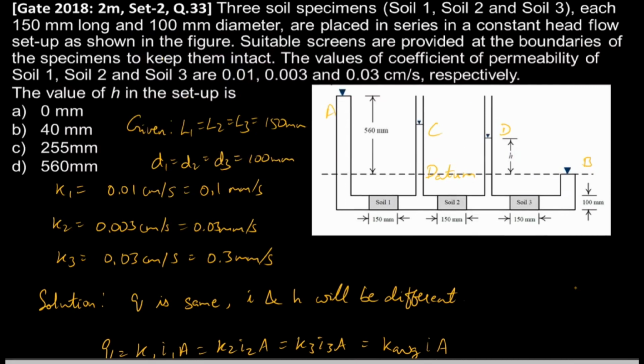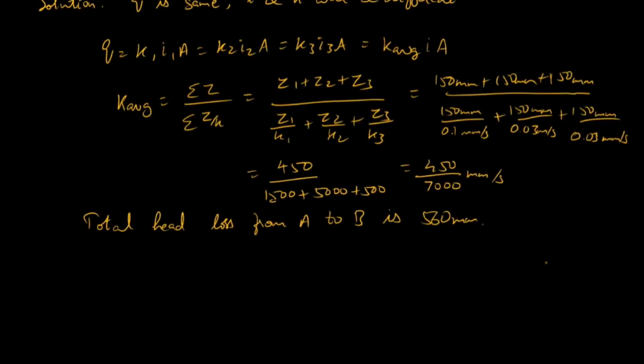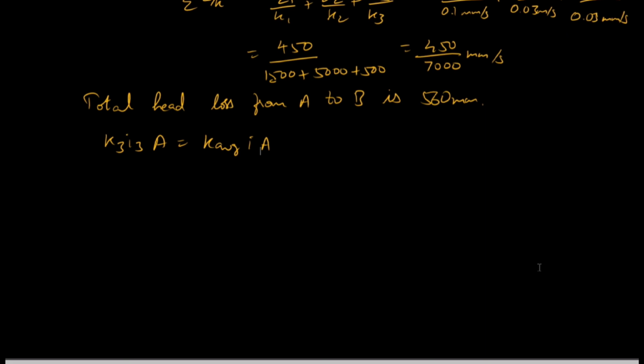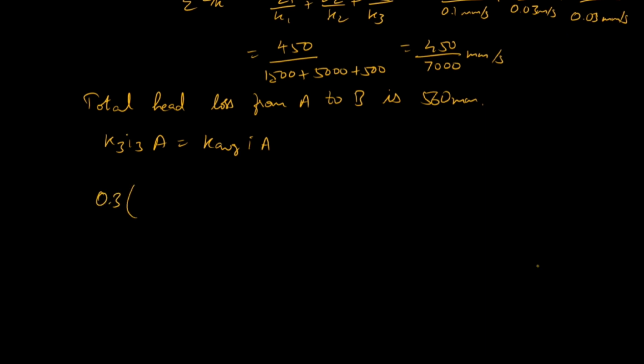To find out the value of H, we can compare K3 I3 A, which will be equal to K average I A. K3 is 0.3, H by L, that will be equal to 150 into A equal to K average 450 divided by 7000 into I, that is total head loss 560 divided by total length 450, total length of soil samples, into A. So since A is the same, we can neglect this one.